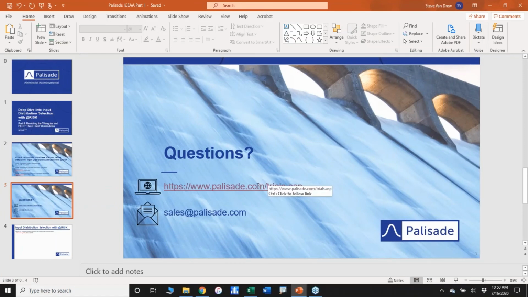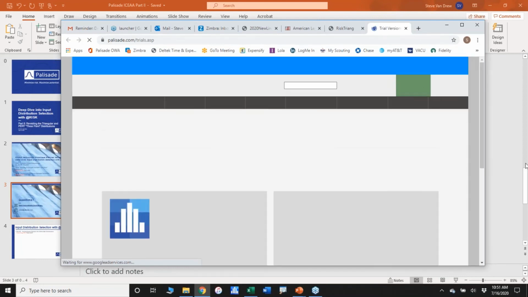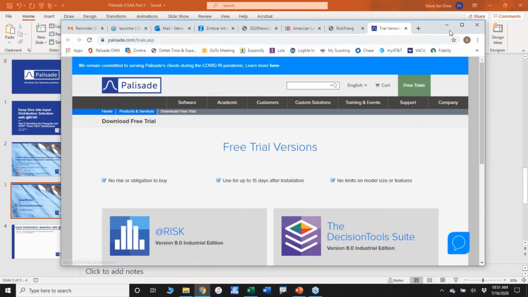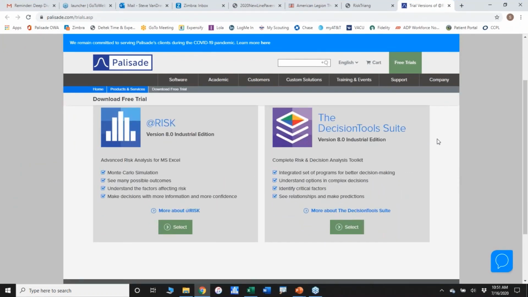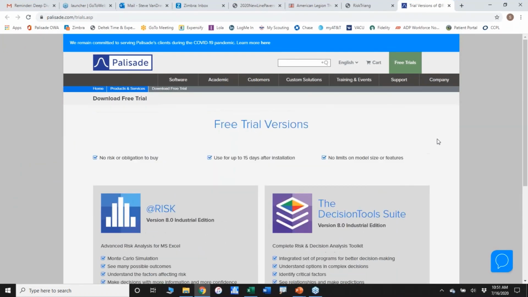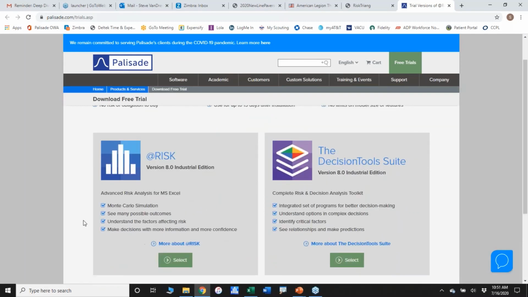Then it takes you right to the website and right where you can sign up for it. It's either a 10 or I think it's a 15-day trial version. And when you get there, notice that it's going to give you the At-Risk Industrial Edition. That's what I was demonstrating, this version right here.